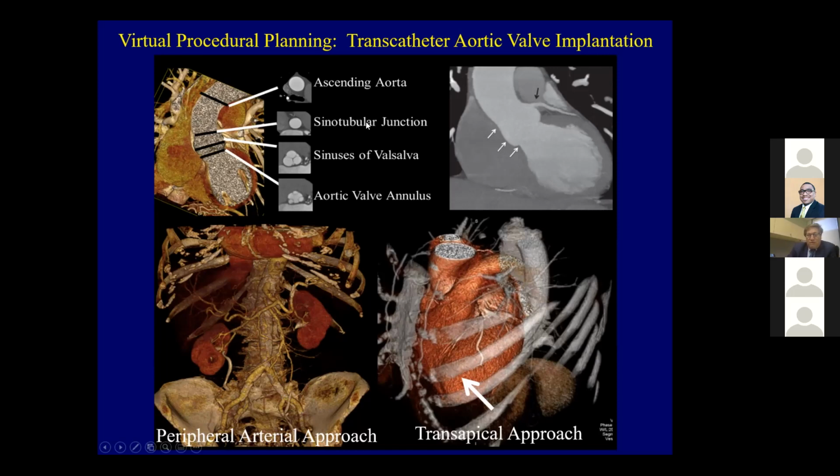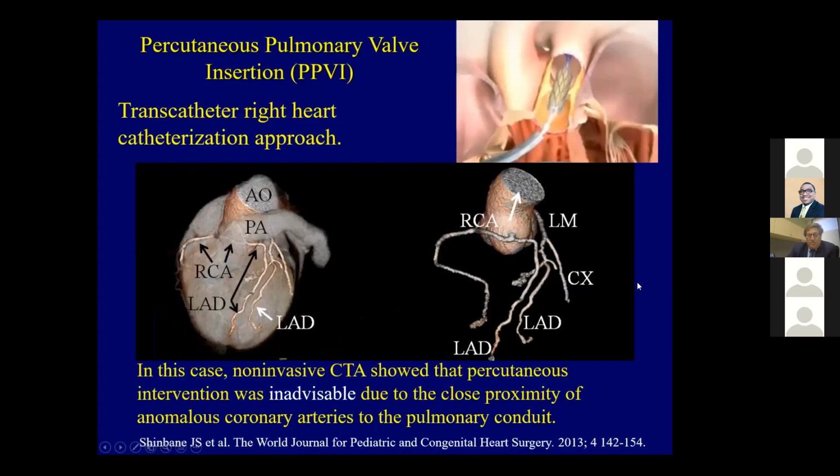But again, all of this is done and planned, not with the patient on the table, but ahead of time using three-dimensional images of the patient's actual anatomy that look like a Netter diagram.